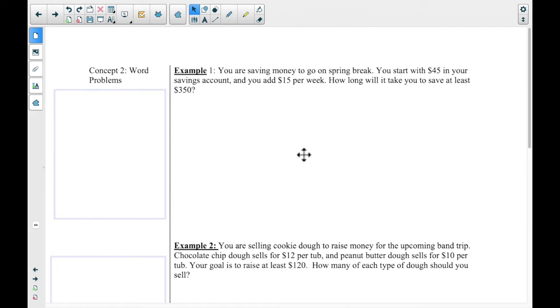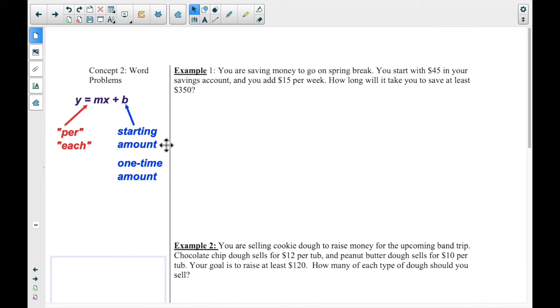Okay, the first example, you're saving money to go on spring break. You start with $45 in your savings account and you add $15 per week. How long will it take you to save at least $350? We need to write an equation for that. This equation is going to be in y equals mx plus b form. Write this down. When we have y equals mx plus b, the m stands for per or each, and the b stands for the starting amount or the one-time amount.